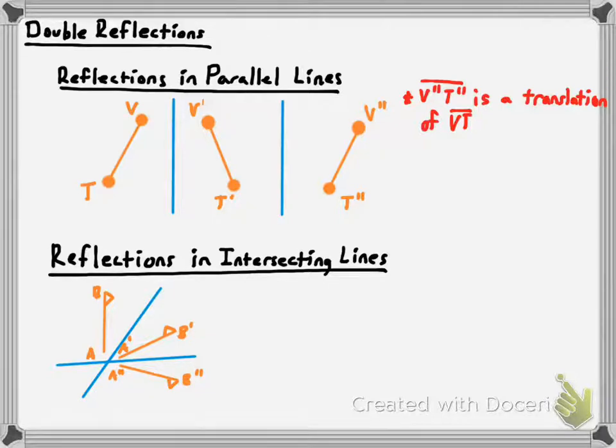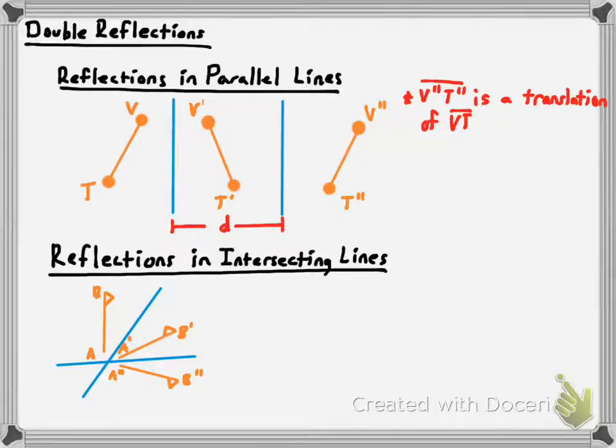Now, there's another property or two that we need to mention along with the fact that the final image is a translation of the original image, and that property has to do with how far apart V double prime T double prime is from segment VT, its original image. All right, well, we'll show it to you this way. There's a distance between the parallel lines that is worth mentioning right here. Let's just say that the distance between these two parallel lines is D.